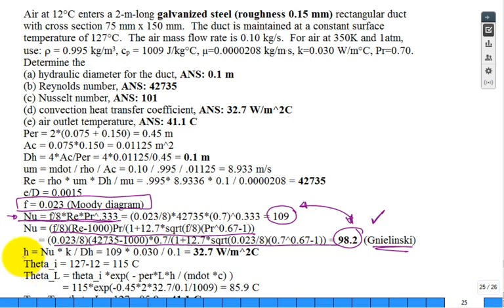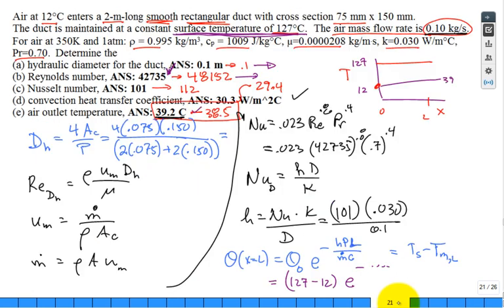All right, so now I get an h using the 109. Oh, I didn't use it. Went back and used that one from the modified Reynolds analogy. Get an h to then solve for the outlet air temperature of 41. What was my outlet air temperature before? 39 and 41 are pretty close.